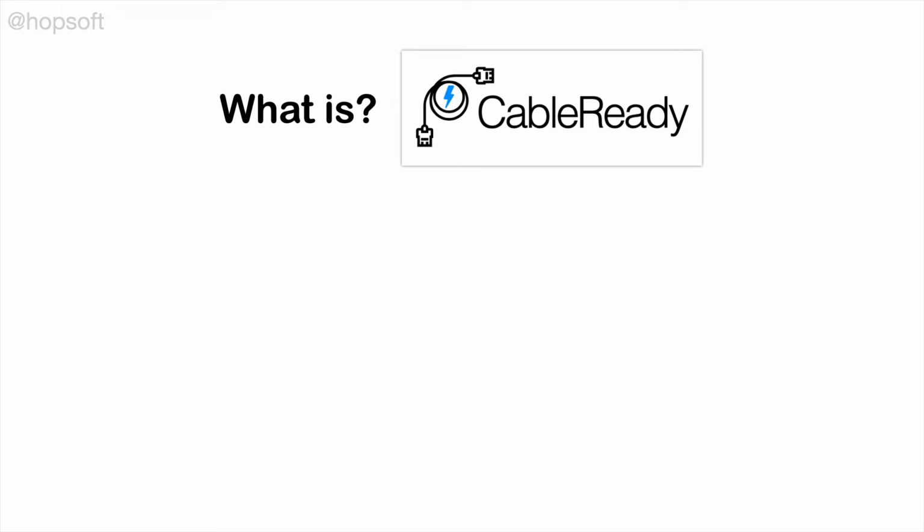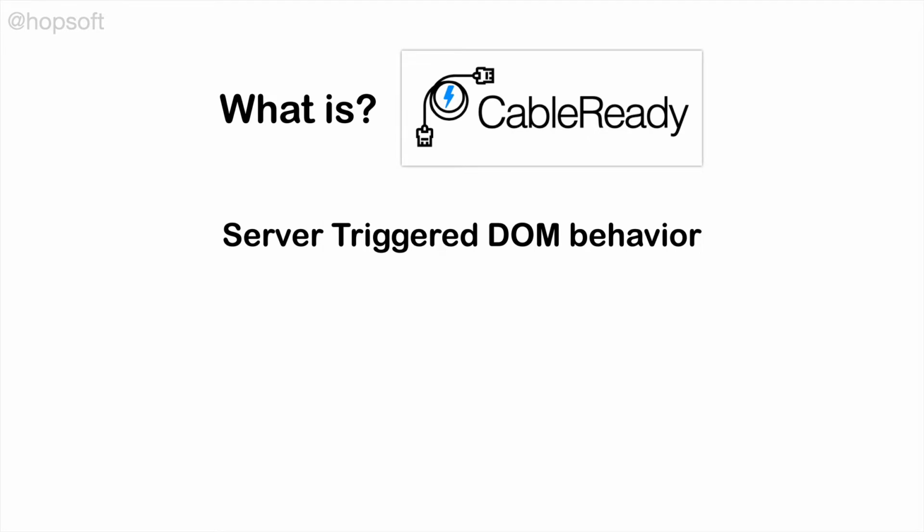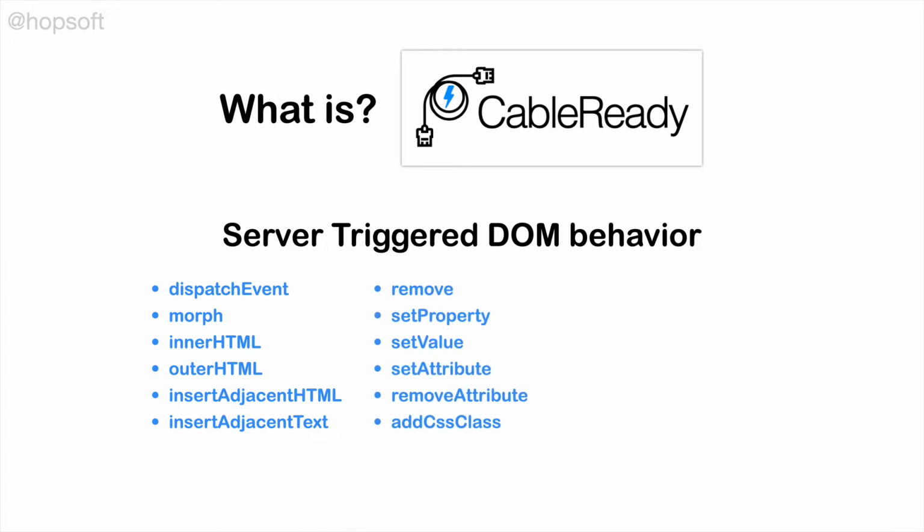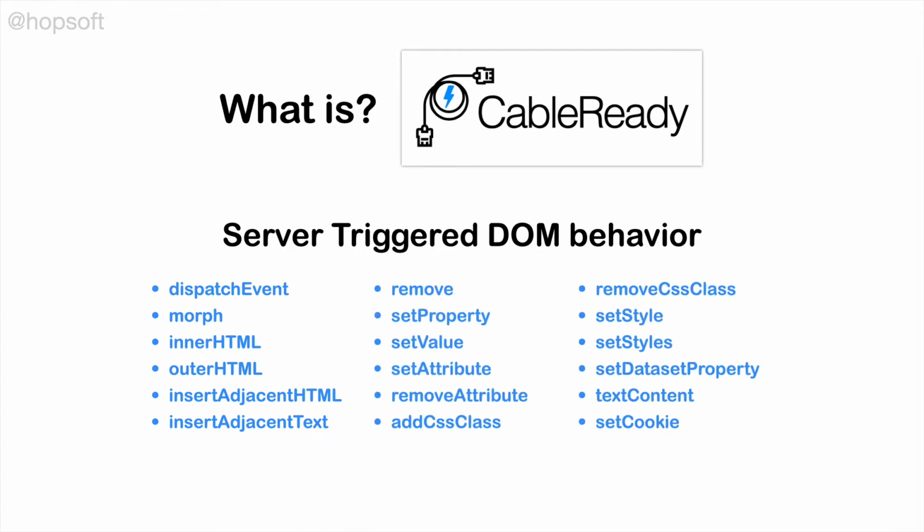Today I'd like to talk about CableReady, what it is. It's the foundational layer that StimulusReflex is built on top of, but it does so much more than just that. At its heart, it allows you to trigger DOM behavior from the server, meaning you can do things like dispatching an event, inserting HTML, adding CSS classes, removing CSS classes, even setting cookies.